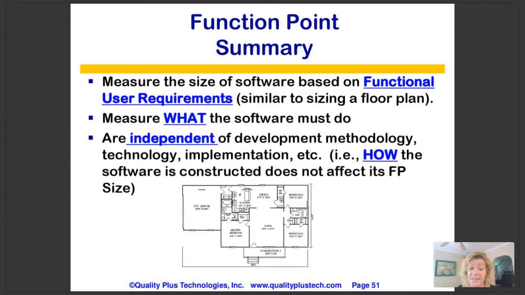So in summary, we measure the size of software based on functional user requirements. Function points measure what the software must do. Function points are independent of the development methodology, independent of technology, implementation. It's independent of those, because how we build does not affect my floor plan. So think about function points as answering the question, what will the software do?